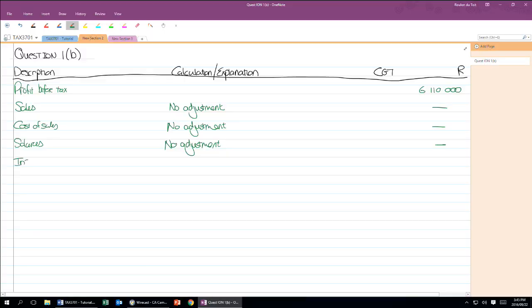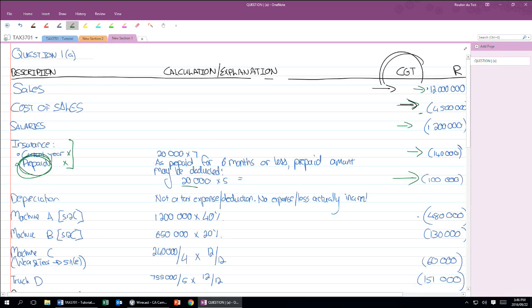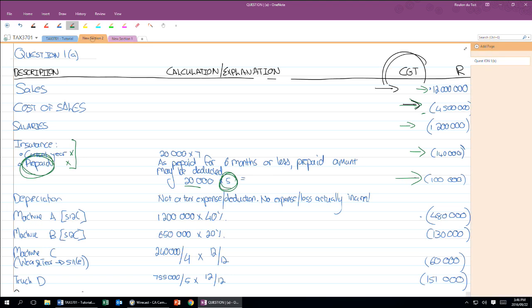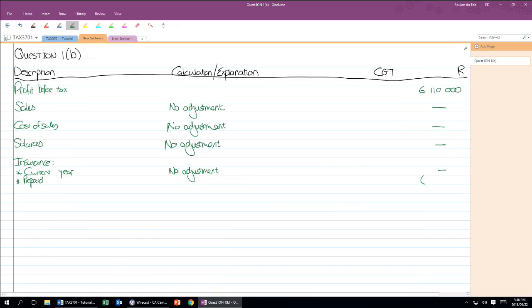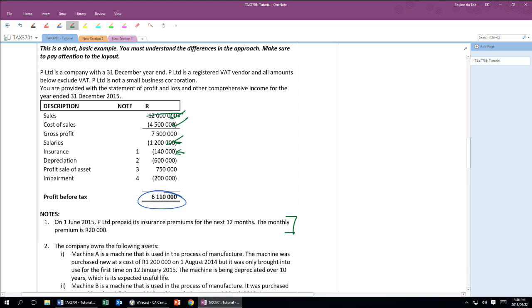So we'll say insurance, current year, that's the 140,000 rands. No adjustment is required. The prepaid portion, I'll just remind you, 20,000 rands per month. We only prepaid for 5 months because it's not more than 6 months, so we could deduct it. So for prepaid, you'd write the whole description out again if you were answering an exam, but for our purposes, I'm just going to show you that we also deduct it. Okay, then we're done with insurance.